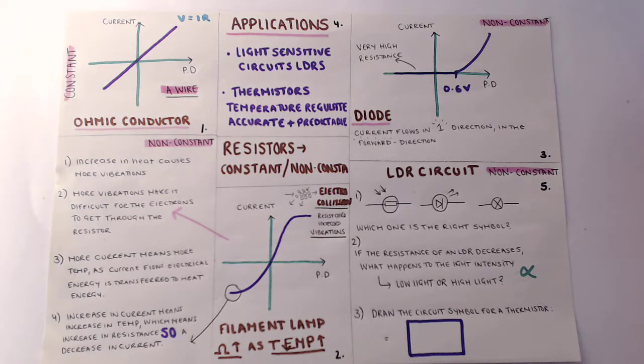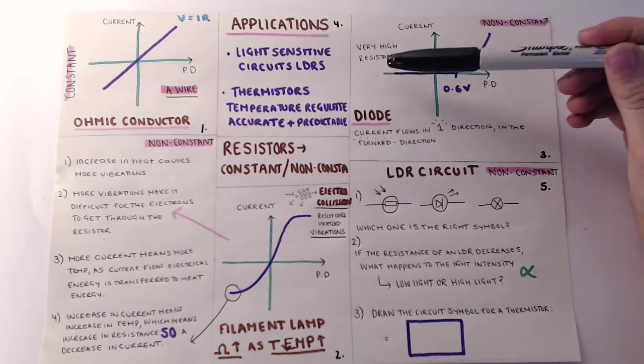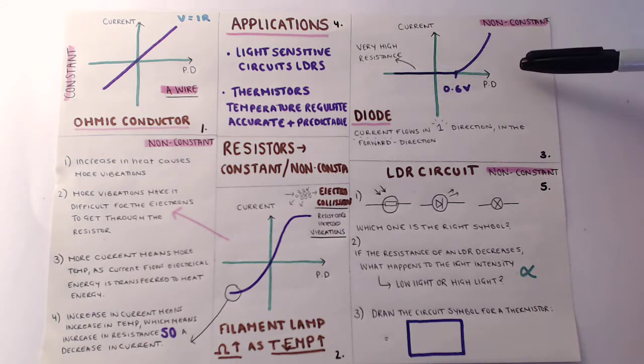Okay. Moving on to another non-constant resistance, the diode. Now, remember the symbol for the diode. Hopefully you've remembered it. It's like that triangle with a line through it all. And this is what the graph is of current against potential difference, also known as voltage.